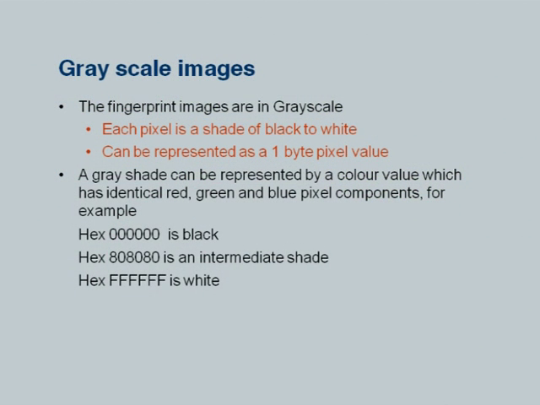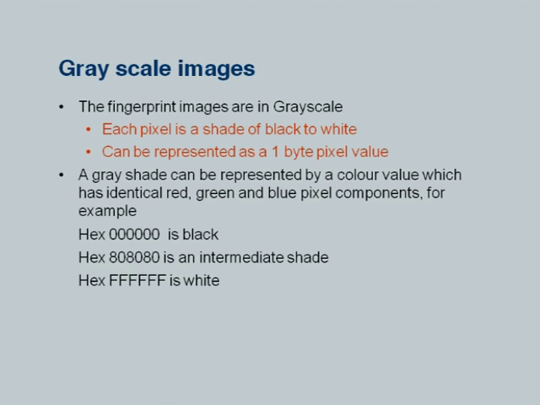But if we want to represent a grayscale image using an XPM format, then first you can represent a gray shade by choosing color keys or color codes which have identical red, green and blue pixel components. Please remember that 0 red, 0 green, 0 blue will mean black. FF red, FF green and FF blue will mean white. And an equal combination in any other value will mean a different shade of gray. For example, hex 000000 is black, hex FFFFFF is white, and hex 808080 is an intermediate shade between black and white. So all shades of gray can be represented in this mechanism by using actual colors.